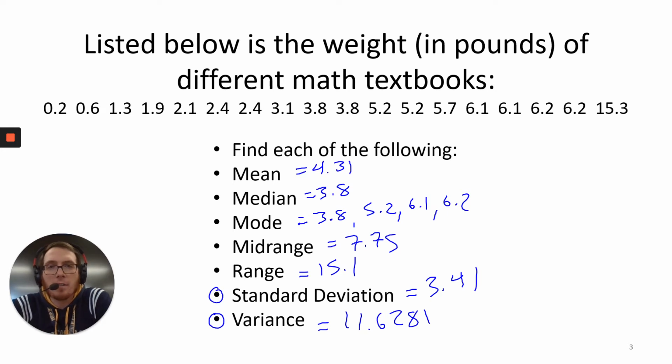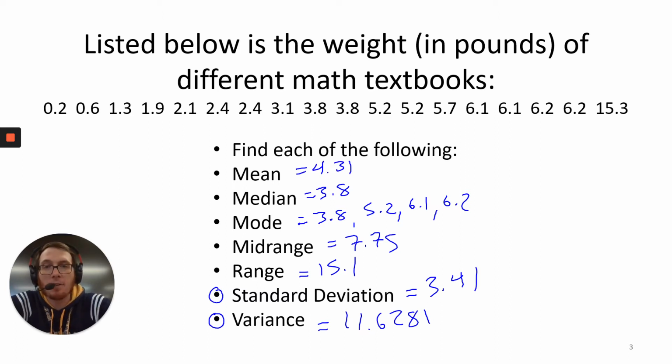Below is a list of some different weights of books. I went ahead and ordered them for you, and then I just found a bunch of information. So you need to look at this list and make sure you know how to find the mean, the median, the mode, the mid-range, and the range. All of that group should be able to be found by hand on a test situation. I'll probably give you a small enough data set that you'll be able to find those fairly quickly.